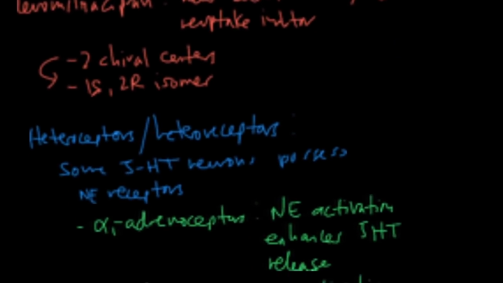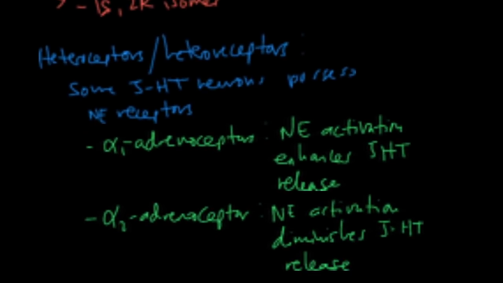norepinephrine and serotonin are so related, you have the concept of heteroreceptors, where some serotonin neurons possess norepinephrine receptors. Specifically, activation of the alpha-1 adrenoceptor by norepinephrine enhances serotonin release, whereas norepinephrine activation of your alpha-2 adrenoceptor diminishes serotonin release.